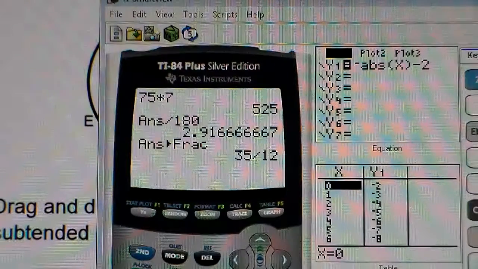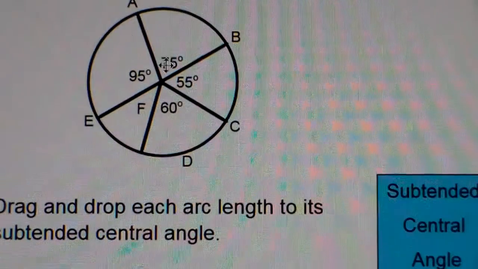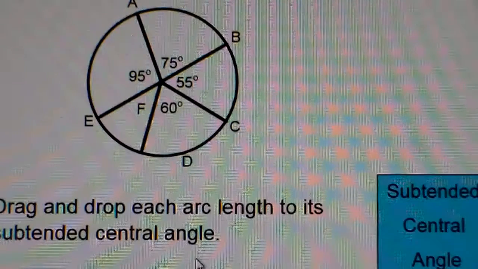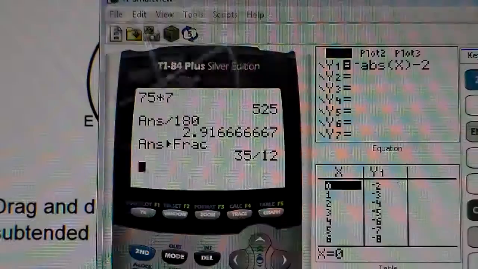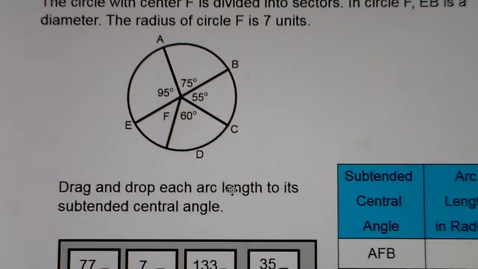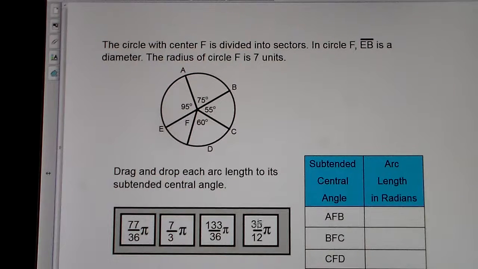And we know that's a pi after it. So this 75 degrees times the 7 over 180, when you simplify that, you're going to get 35 over 12, as we saw. So the answer of 35 over 12 pi, we take that and drag and drop it into the AF box right over here.